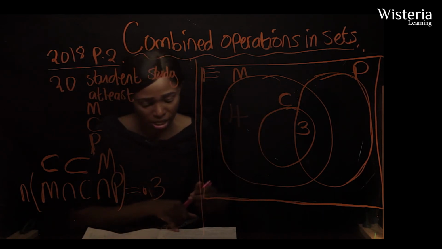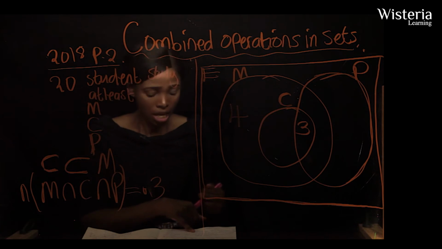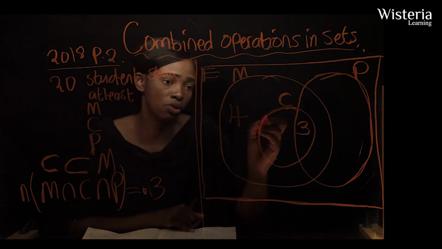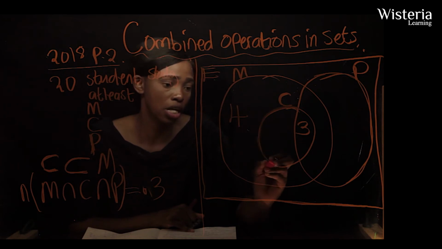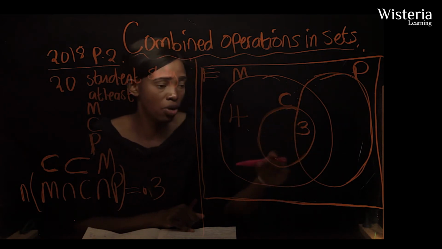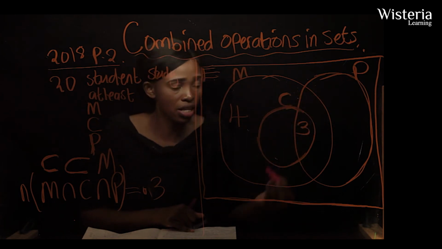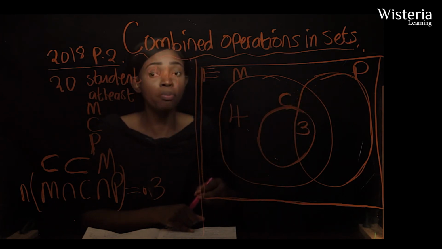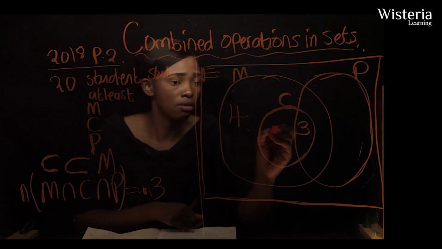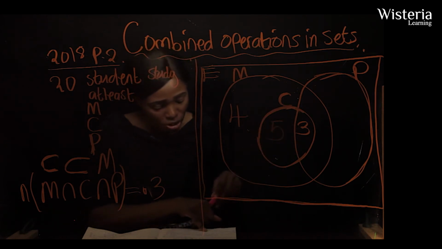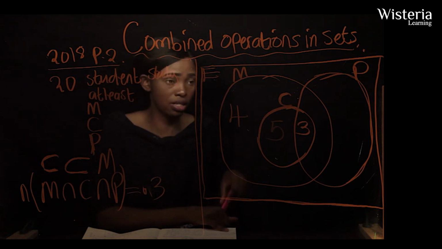8 students study chemistry. So in this set for chemistry, we need to have 8 students altogether. So already we have 3 that we've put in the intersection set. So those that are remaining to make 8 are 5. Will be there. And 14 students study mathematics.